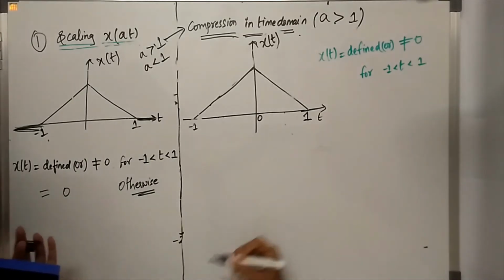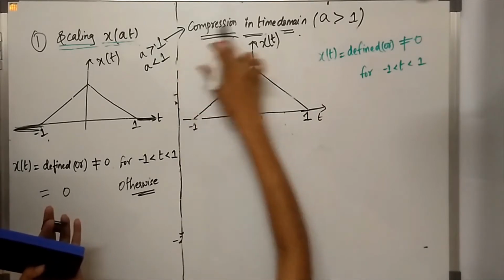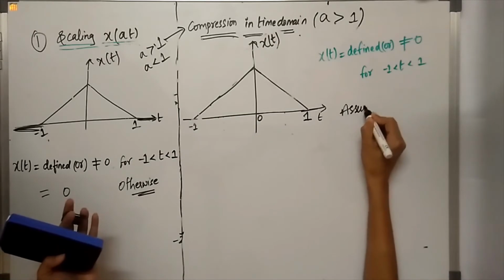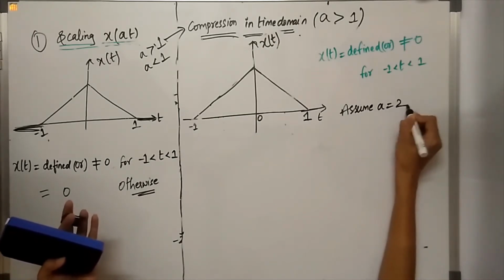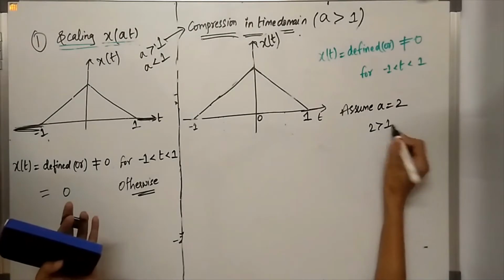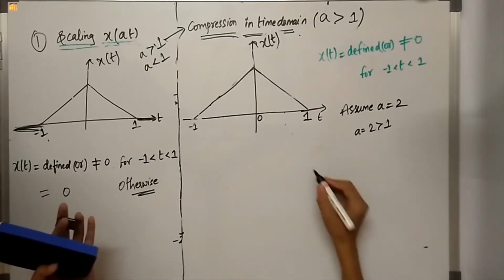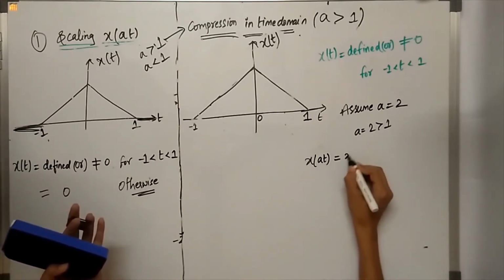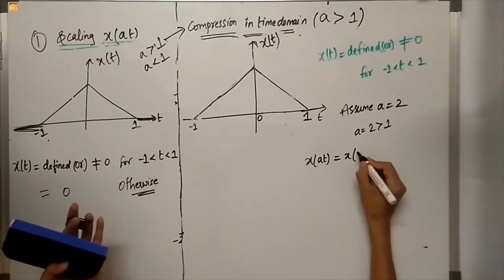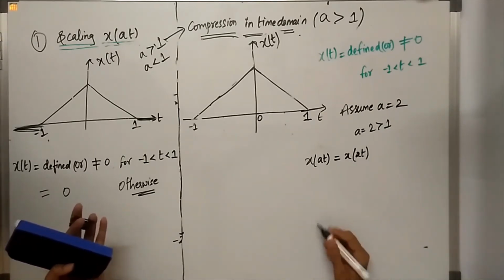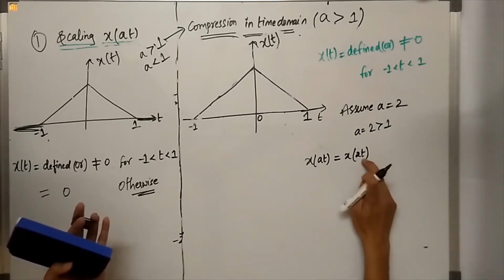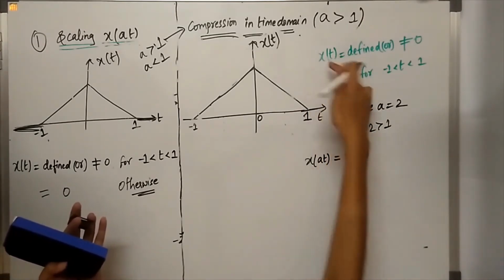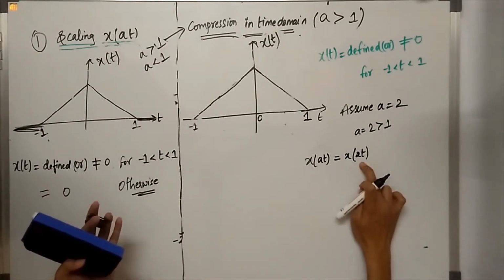Now what I want is, for compression, a is greater than 1. So assume a equal to 2. 2 is greater than 1. Right? So now we have a signal x of at, where a is replaced by 2. This is nothing but x of 2t. Just replace the independent variable t by 2t to get the signal x of 2t.